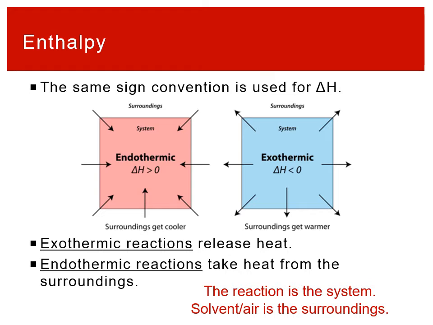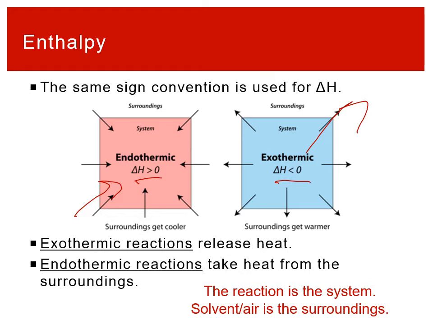So specific reactions can be classified as being either exothermic, where the heat leaves the system, that would be a negative delta H, or endothermic, where the heat goes into the system. That would be a chemical reaction where delta H is greater than 0, where it's positive.